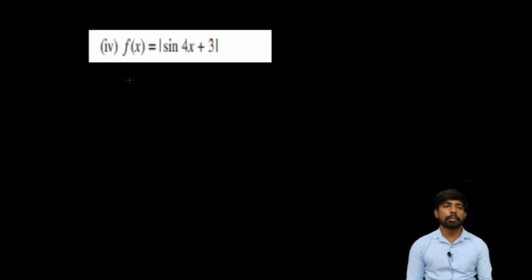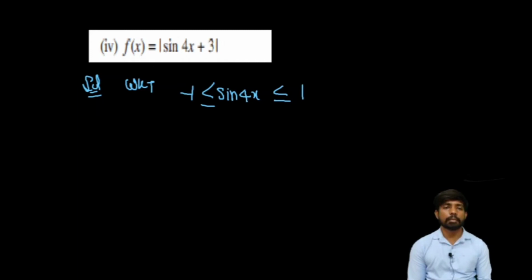Here we have the fourth problem. We know that sine 4x lies from where to where? Minus 1 to plus 1, because the range is minus 1 to plus 1. Now we have in the question 4x plus 1, 4x plus 3, whole modulus. Here add 3 on both sides.